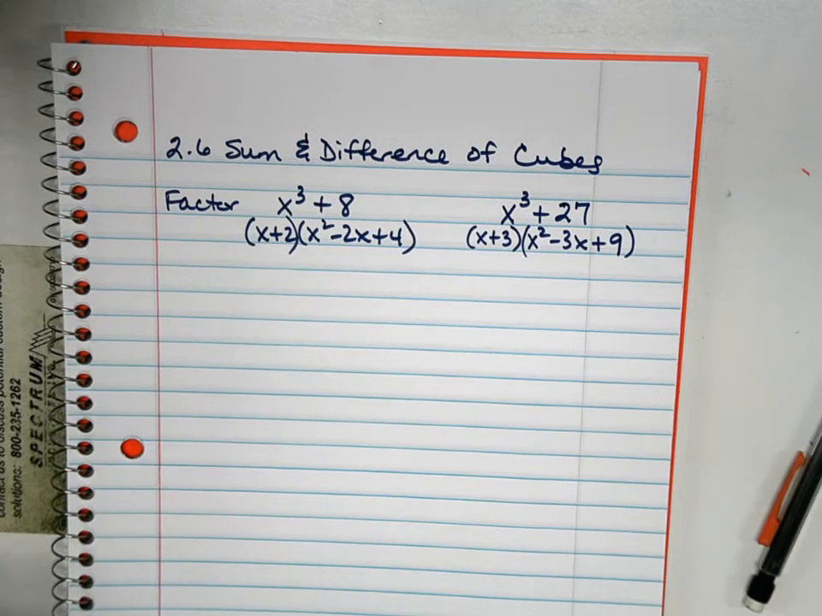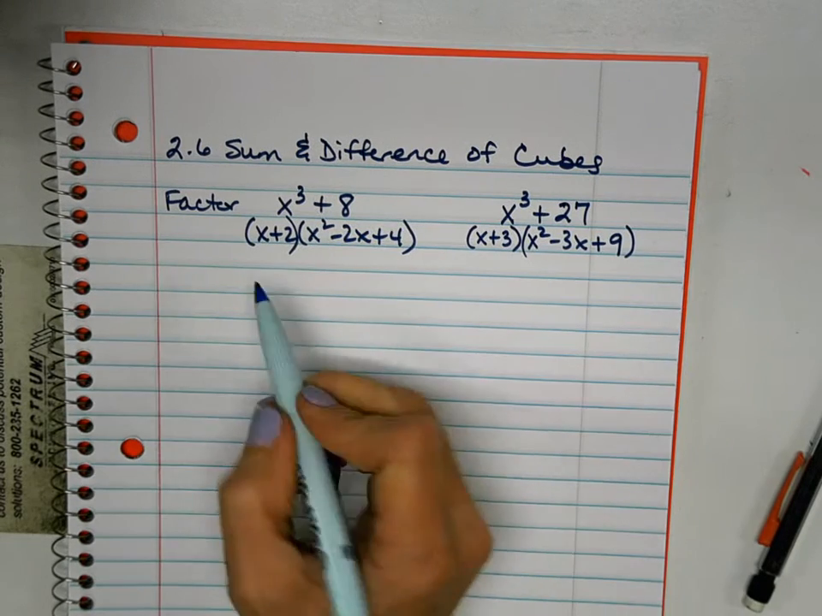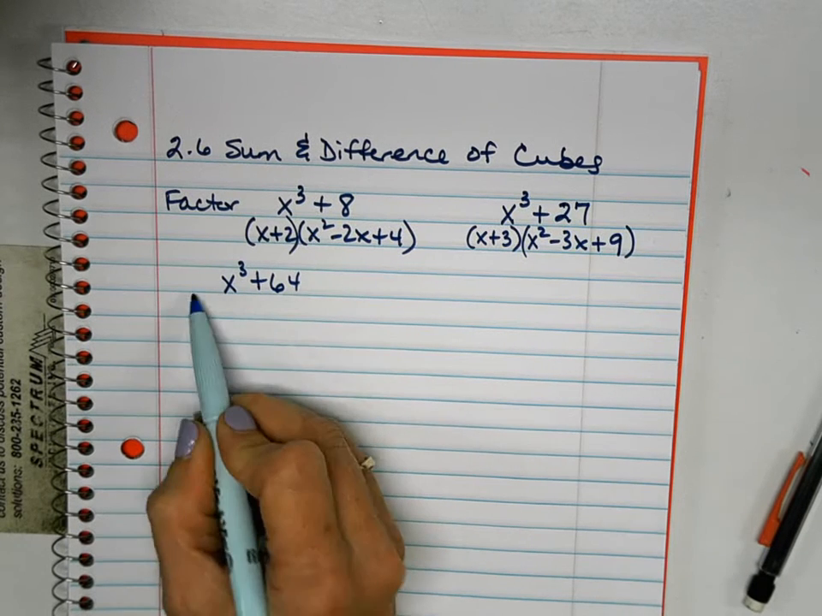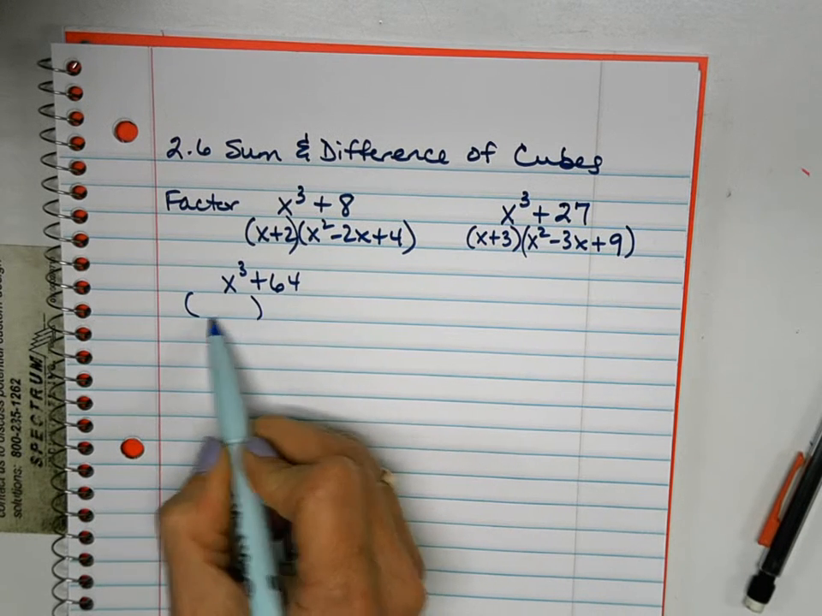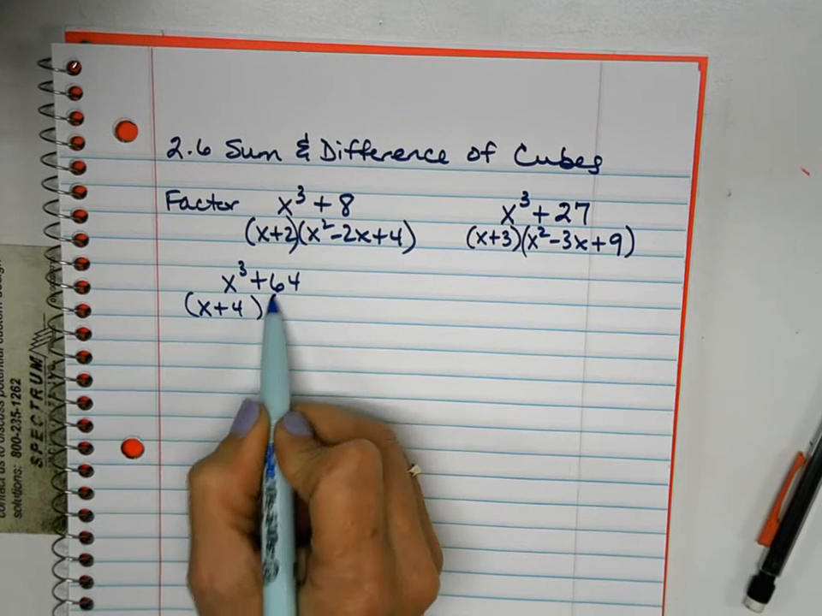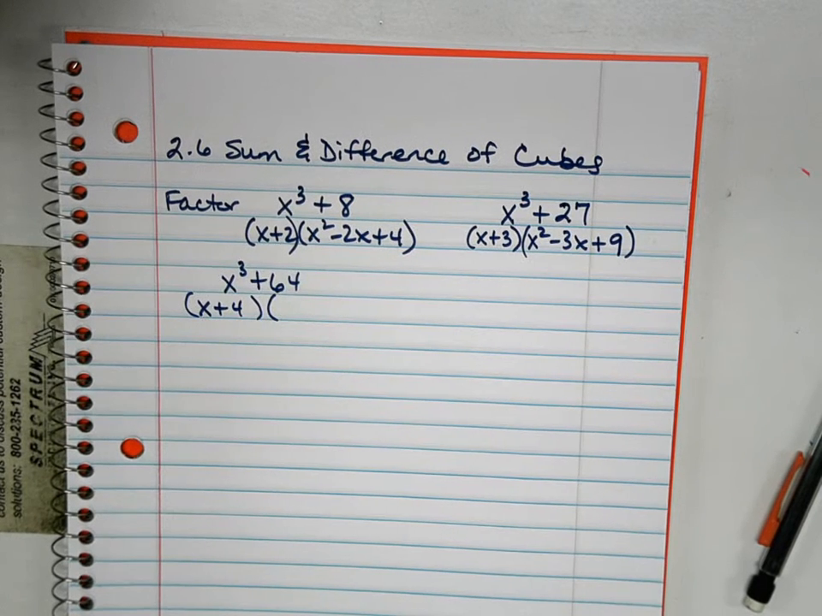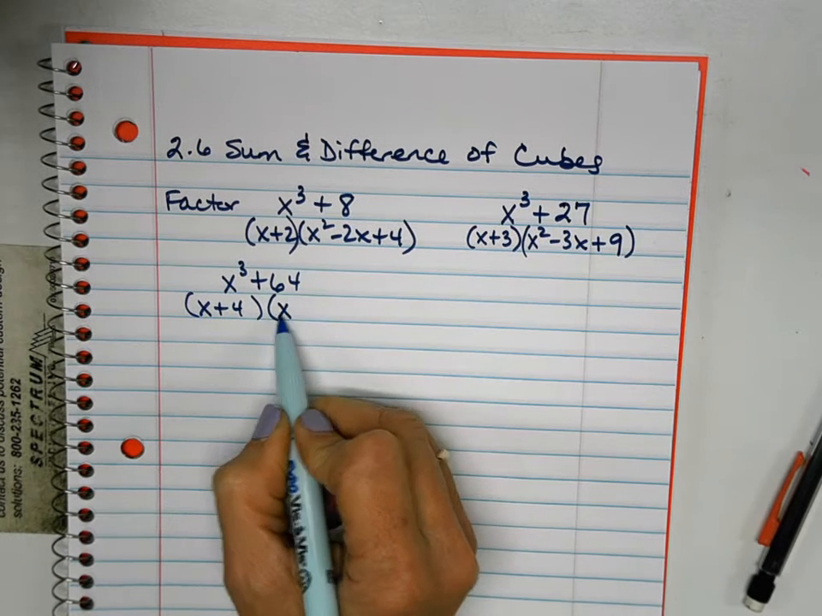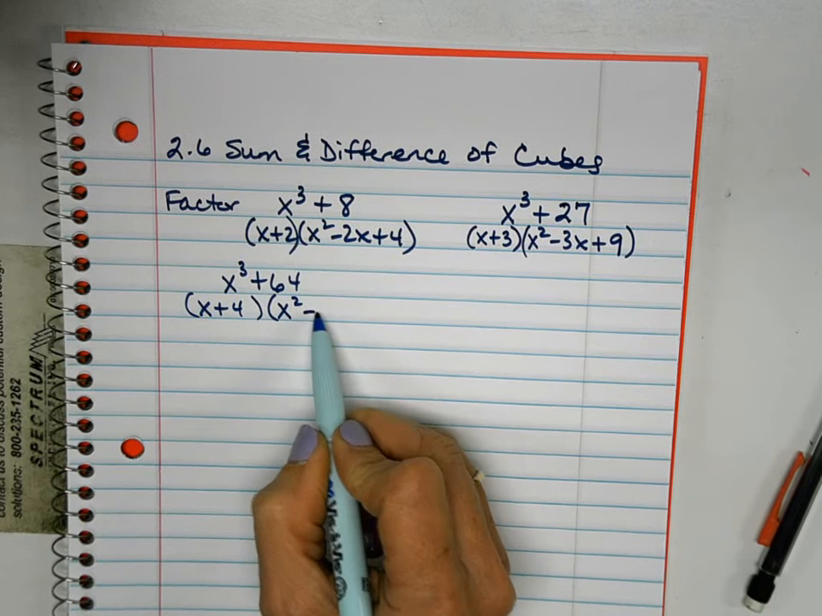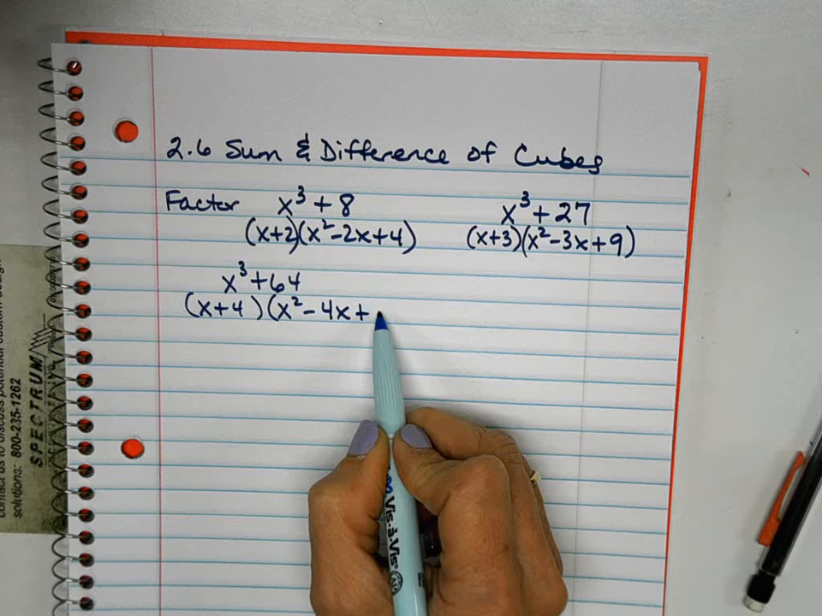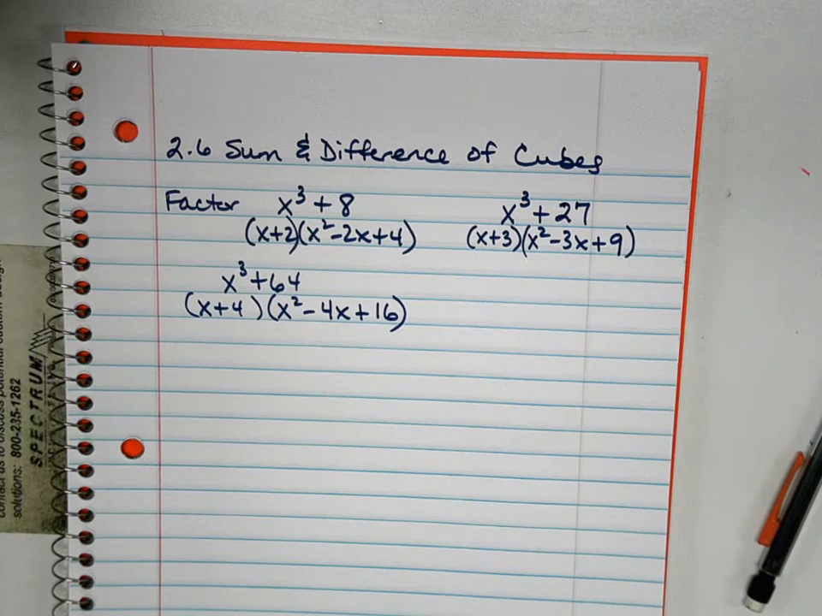Okay, so based on that, what do you think x cubed plus 64 would factor as? What do you think it would start with? X plus 4. Jedrick? Okay, join us here, please. What do you think is going to go here? X squared minus 4x plus 16.